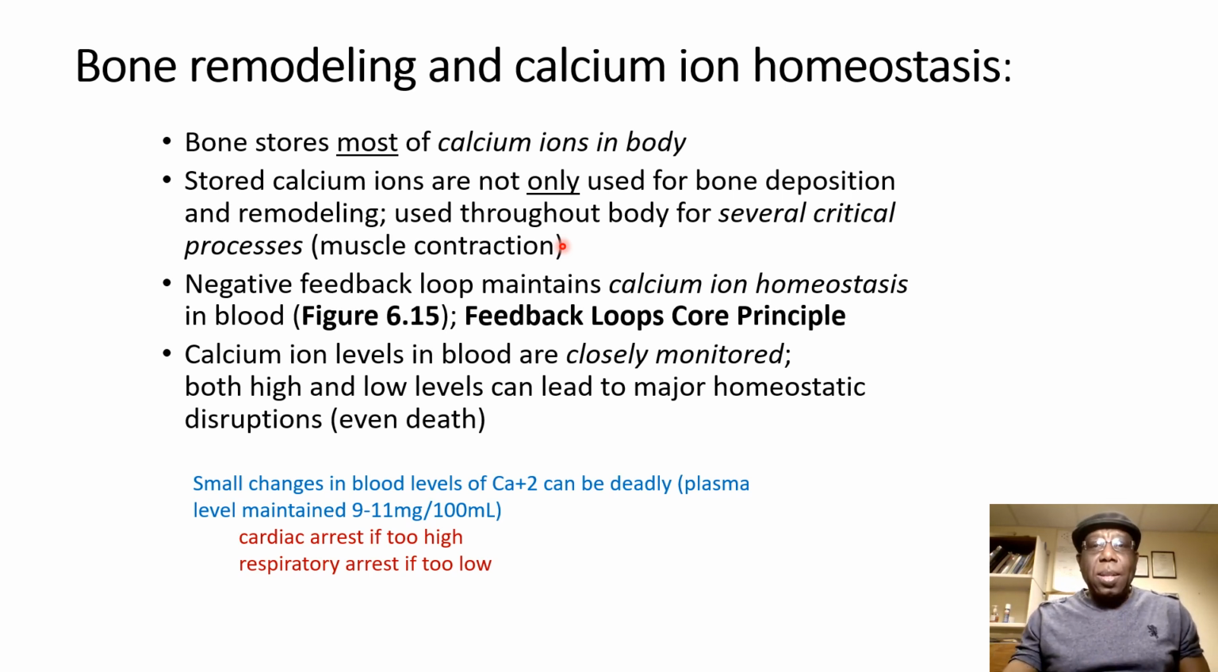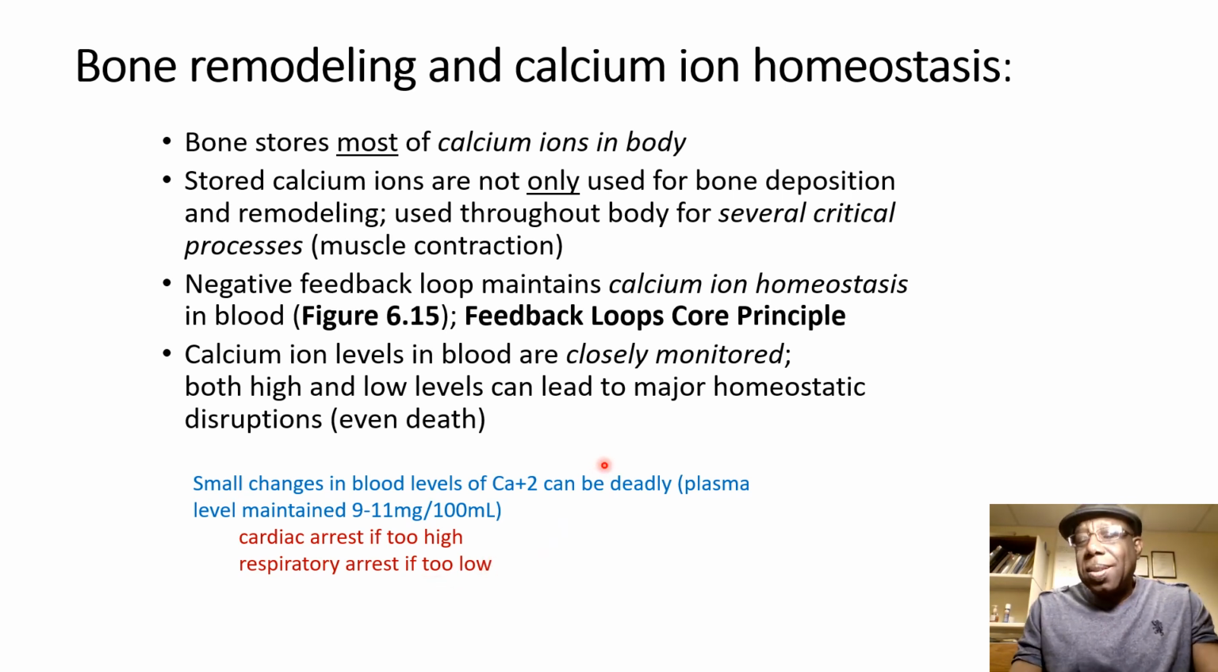How narrow is that range? I'm going to show it to you here. See, it says maintain 9 to 11 milligrams of calcium per 100 milliliters of blood. That's not very wide, 9 to 11 milligrams. Well, how serious is this? It's serious. Check this out. If the calcium concentration is too high, you get cardiac arrest. If it is too low, you get respiratory arrest.